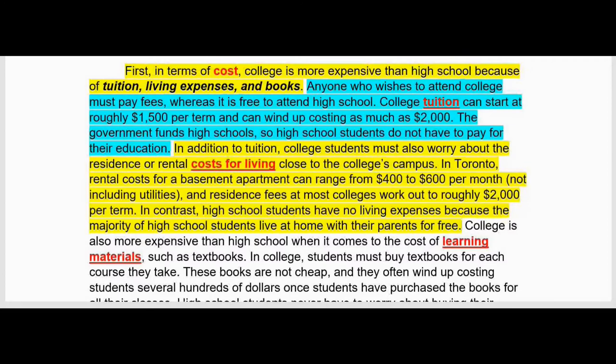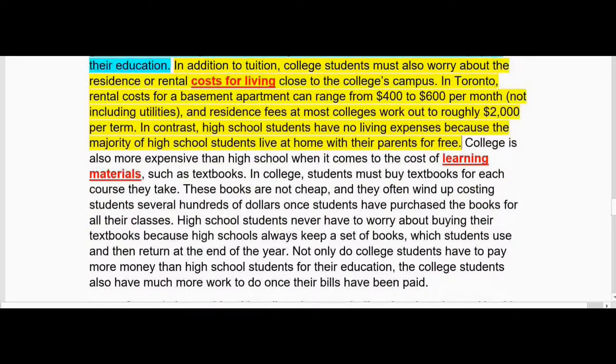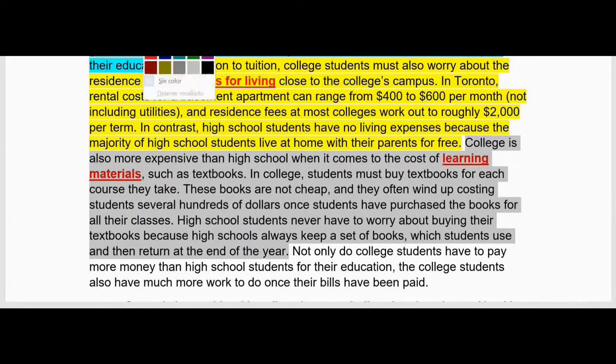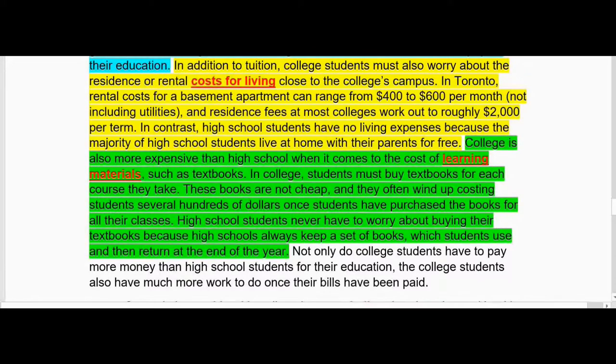In contrast, high school students have no living expenses because the majority of high school students live at home with their parents for free. Okay, so as you can see, I'm also telling you high school is different because they don't pay rent. So as you can see, it's a matter of expanding, and the same happens with the third, my god, I'm forgetting the names, the supporting detail, right?